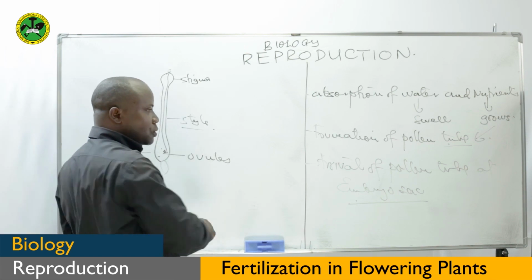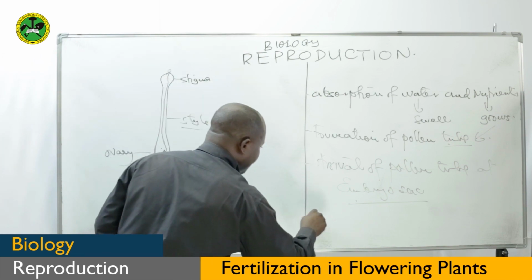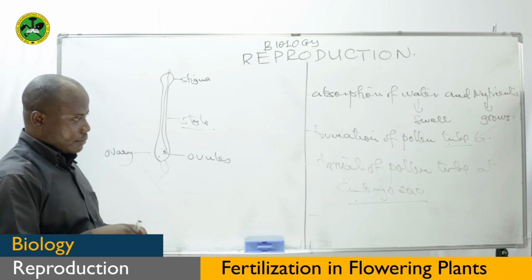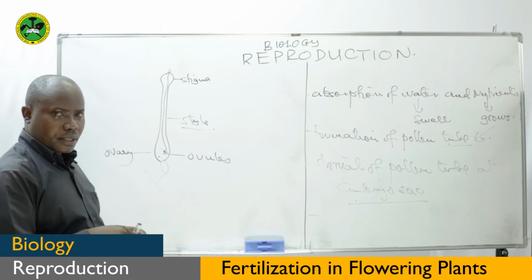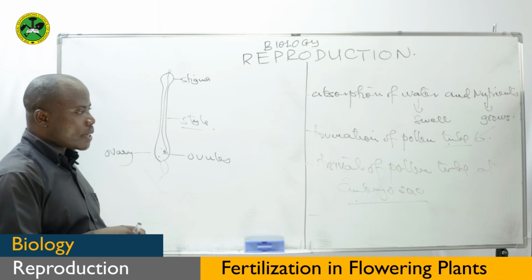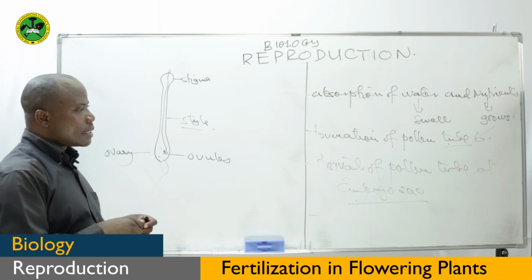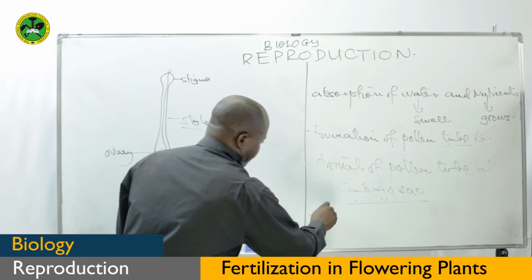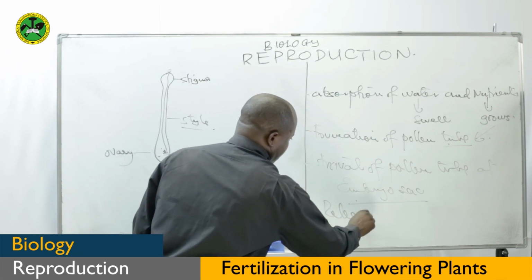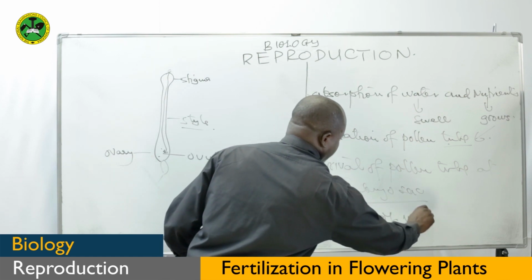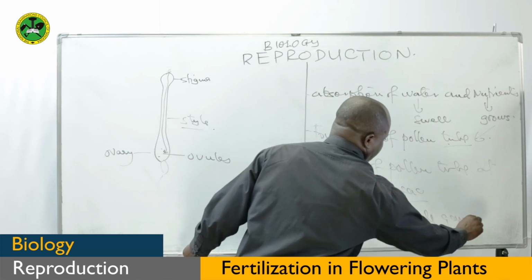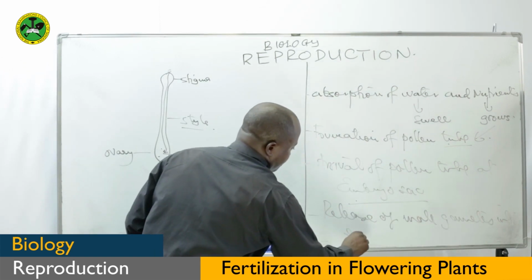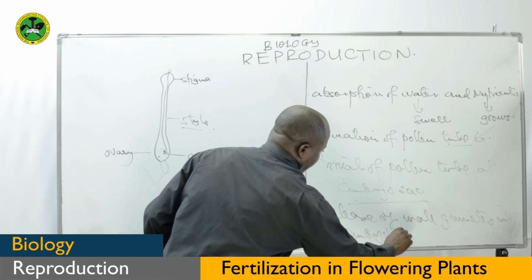Another aspect you have to consider here is that when the pollen tube has arrived at the embryo sac, what happened? The pollen tube tip burst open and releases the male gametes into the embryo sac. Release of male gametes into the embryo sac.